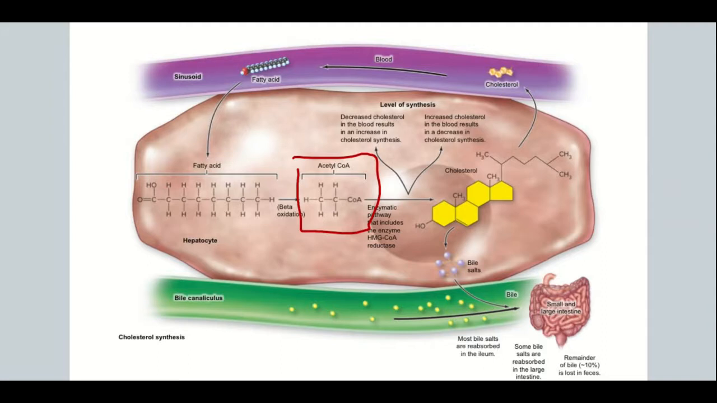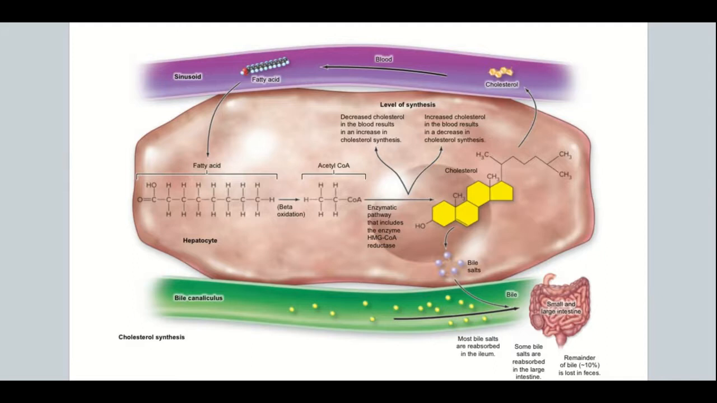And then from that acetyl-CoA, depending on what the levels of cholesterol are in your blood, you can see either decreased cholesterol synthesis, which would be right here, and that's if your cholesterol is high in your blood, or you can see increased cholesterol synthesis, which is this side, and that's if your cholesterol in your blood has decreased, okay? So you make cholesterol if you need it. If you have high cholesterol, then your liver would not be making any new ones.